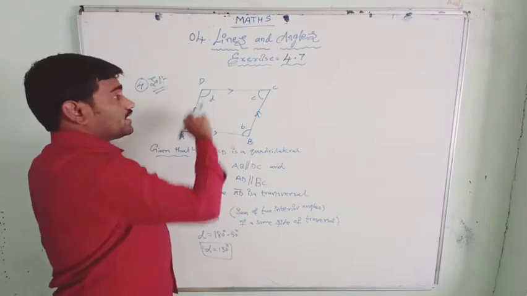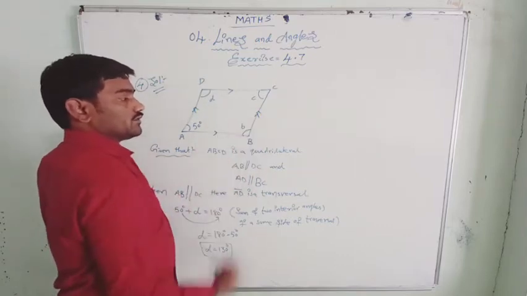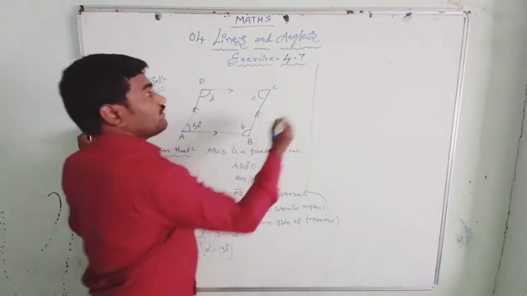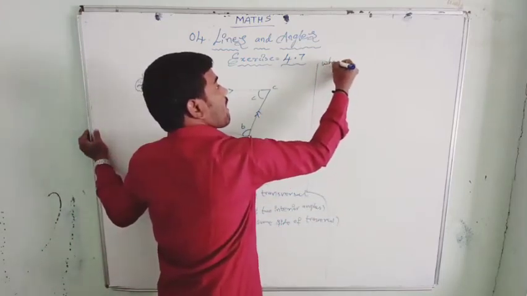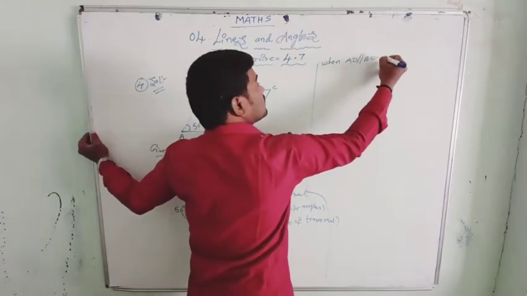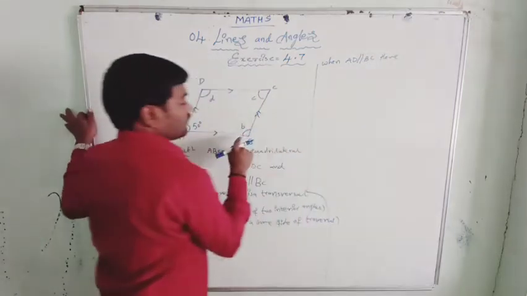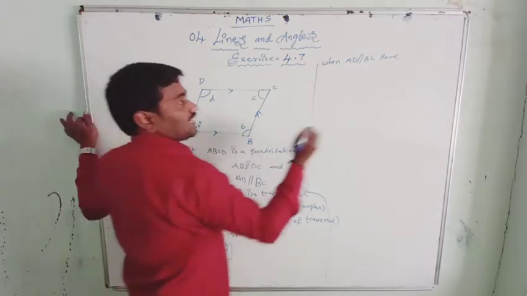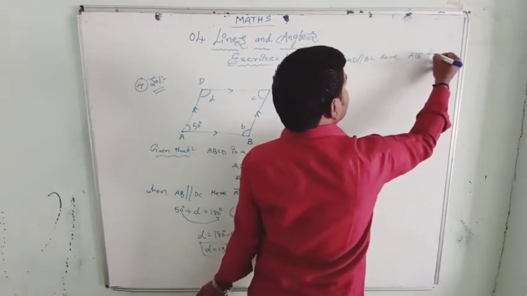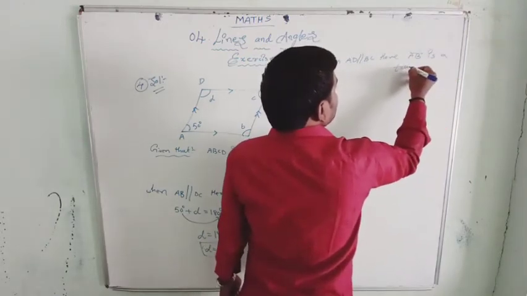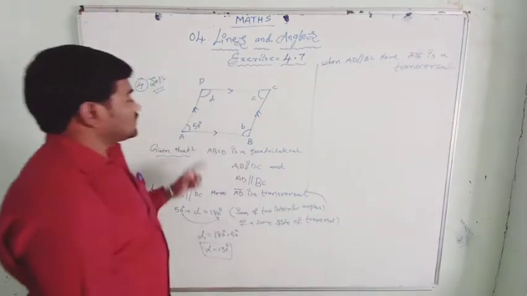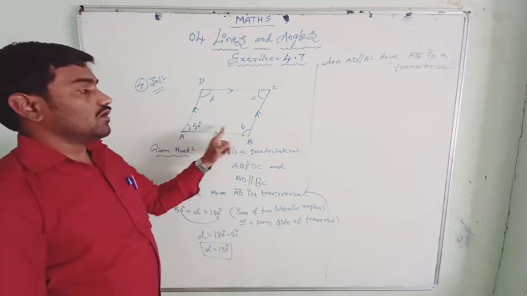Now the second condition. When AD is parallel to BC, here we need angle B. So AB is a transversal. Here AB is intersecting these two parallel lines. AB is a transversal. So see that the sum of these two angles equals 180 degrees again.